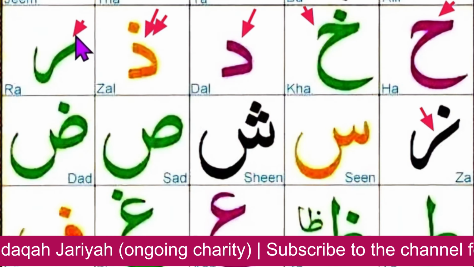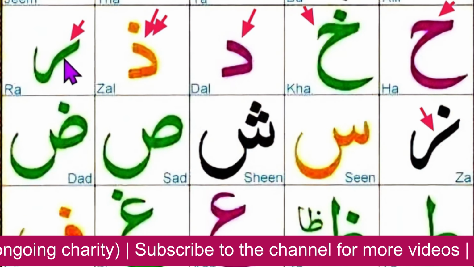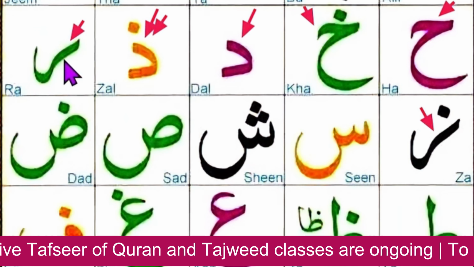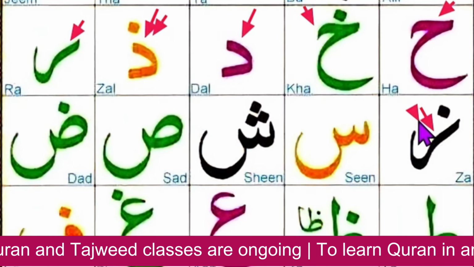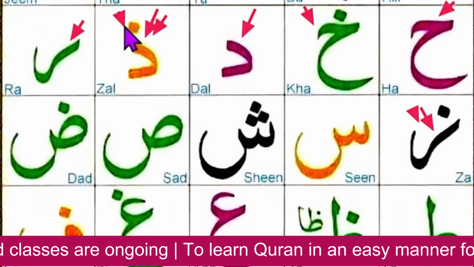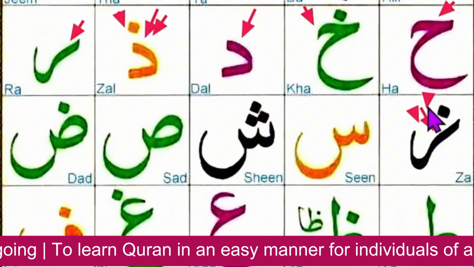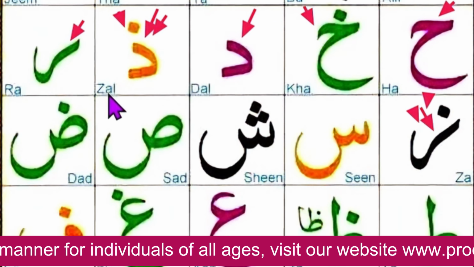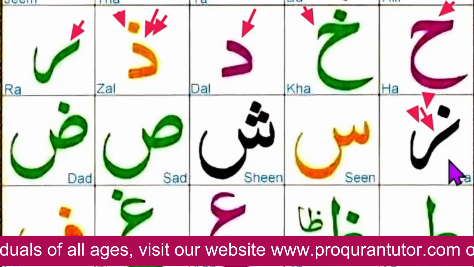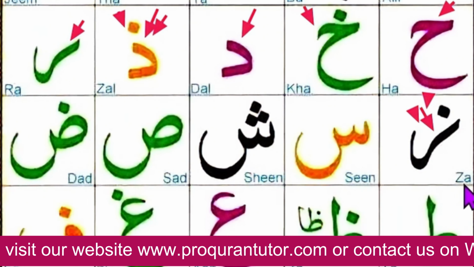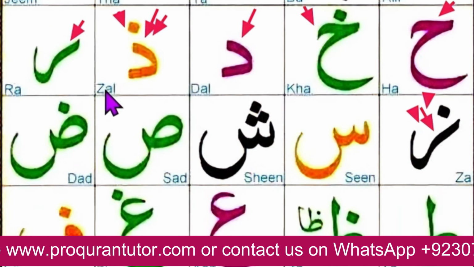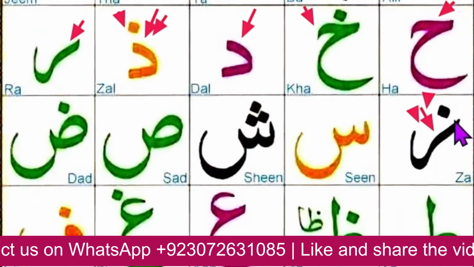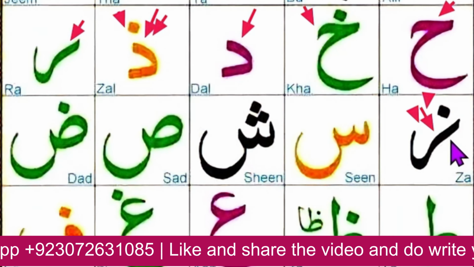And then we have Ra. This is the bold letter, also pronounced with the full mouth. Ra. And then we have Za. This is a hard letter. This one is soft and this one is hard. Za, just Za. This is Zal, with the soft voice, and then this is the hard one.